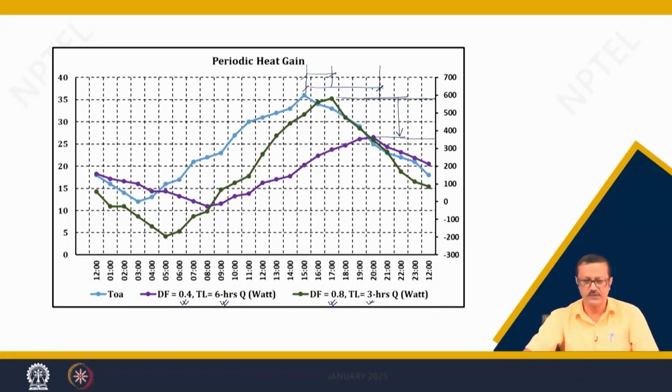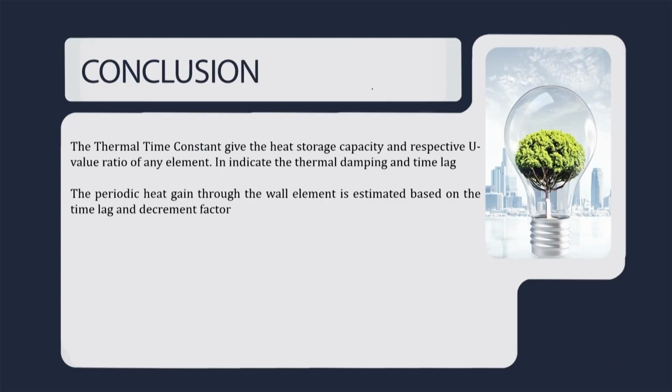So, what we have seen over here is we studied the thermal time lag constant, which actually shows the heat capacity versus the U value of the material, and also we have computed and discussed the periodic heat gain through a wall element or any element due to the time lag and the discriminant factor.